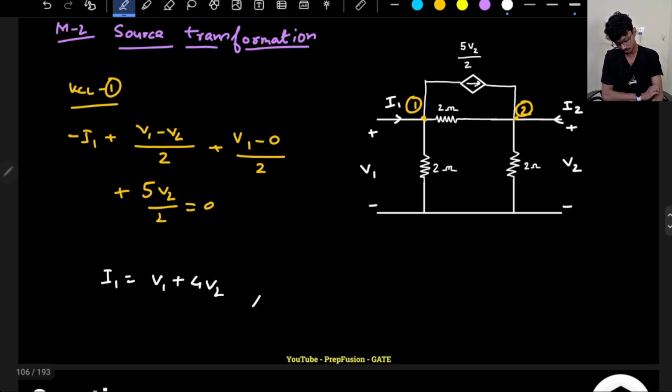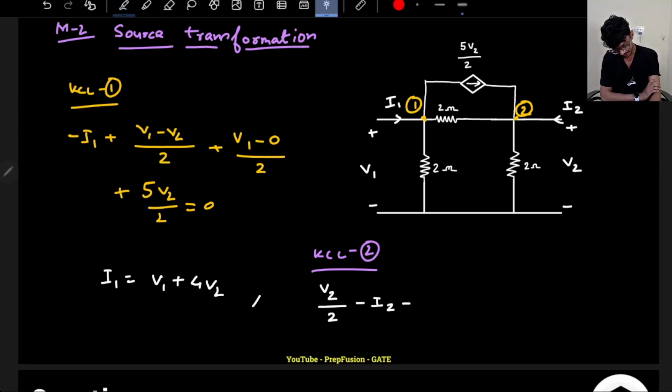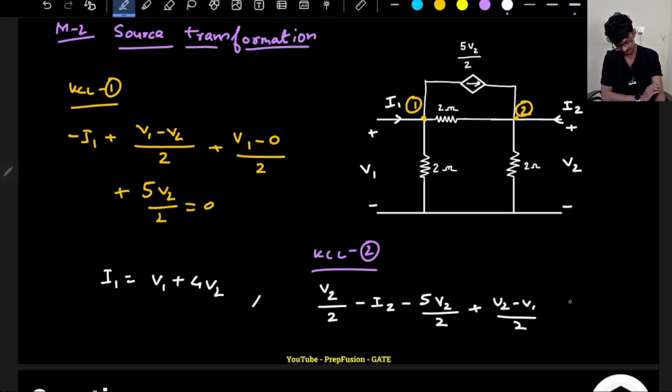What about I2? Now if I apply the KCL in node 2, what I will get is V2 by 2, minus I2, then minus current here is incoming, so it will be minus 5V2 by 2, and this current is outgoing, sorry, not V1 minus V2, but V2 minus V1 divided by 2. This current is outgoing, equal to 0.